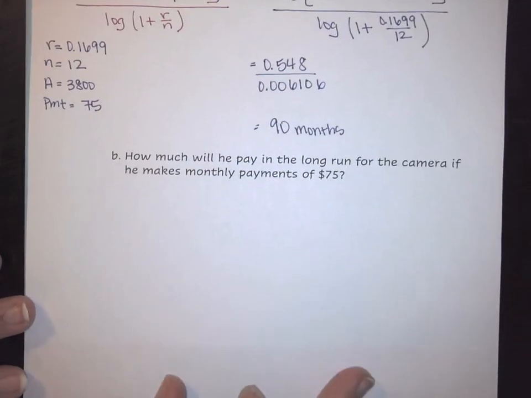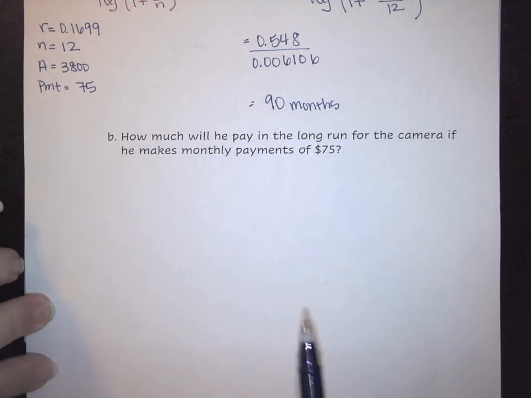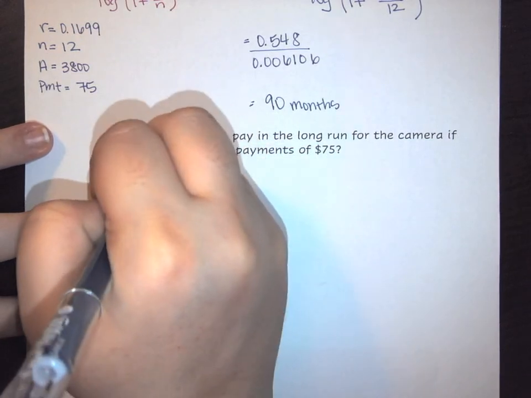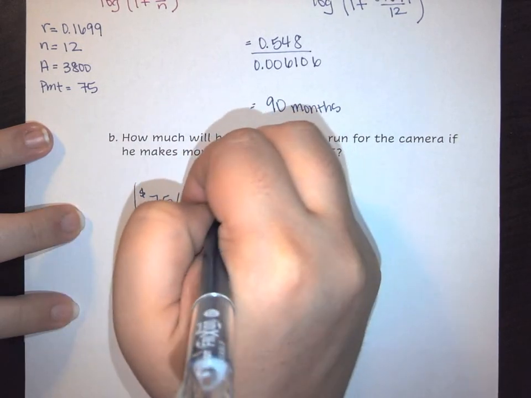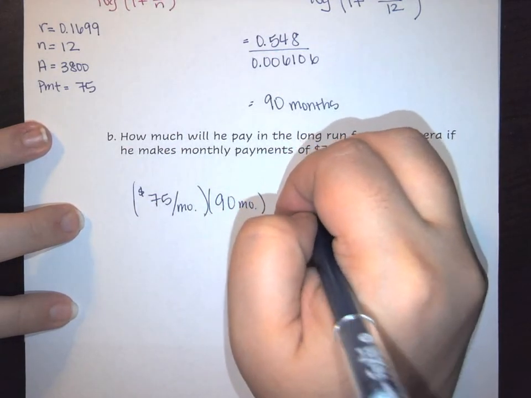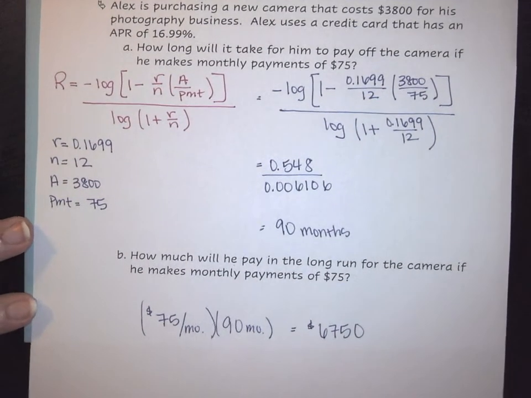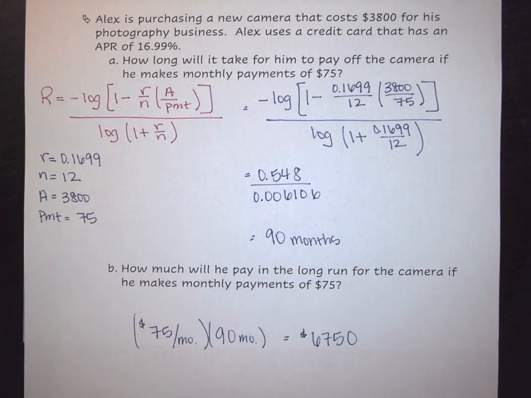Now the second part here is how much will he pay in the long run if he makes monthly payments of $75. So in this case, we are going to make $75 per month, and we are going to multiply this by my 90 months. When you multiply that together, you come out with $6,750. So what that actually tells you is that the camera that only cost $3,800 is in the long run going to cost you $6,750 once you pay off your credit card.